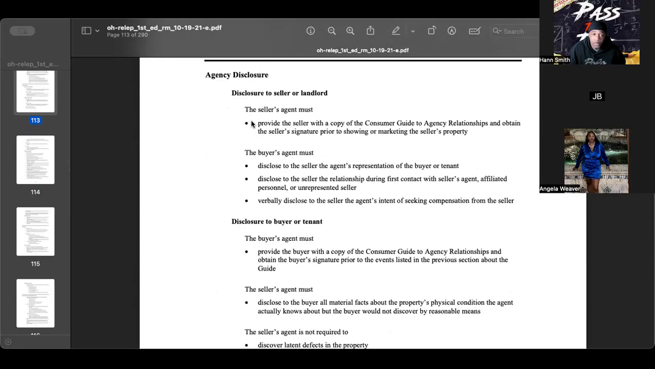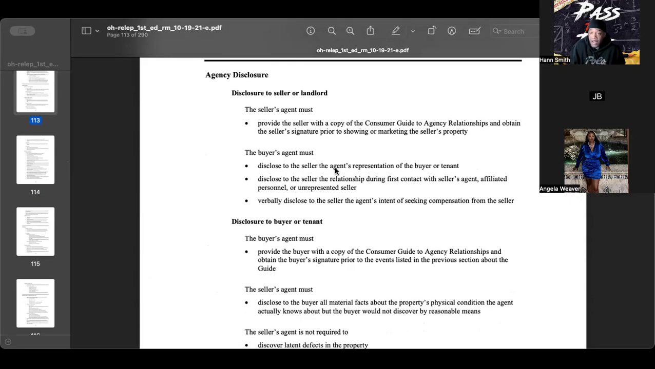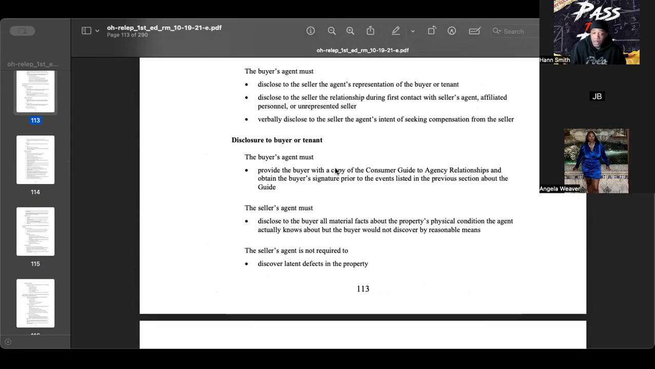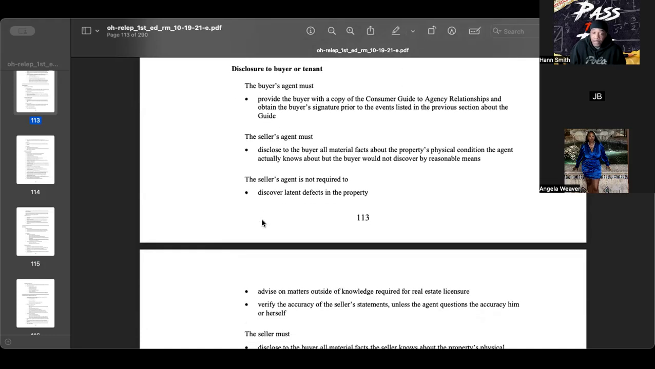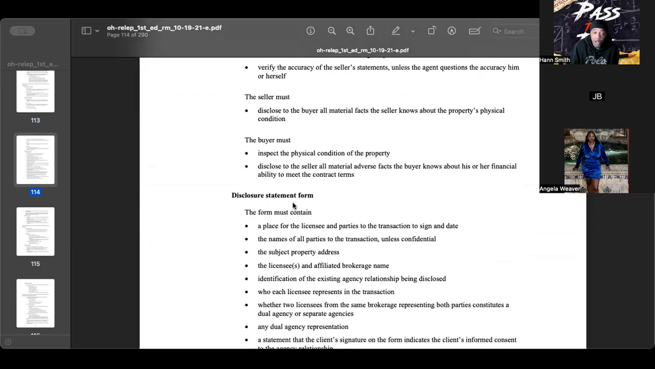Agency disclosures. This is the consumer guide to agency relationship. You've got to tell people what you're doing for them. All right, you've got to disclose it to the seller and the buyer. And the consumer guide to agency relationship is the document that you're going to use to do that. All right, that's what all this stuff is here. It's kind of redundant because we just went over it above. Disclosure statement.